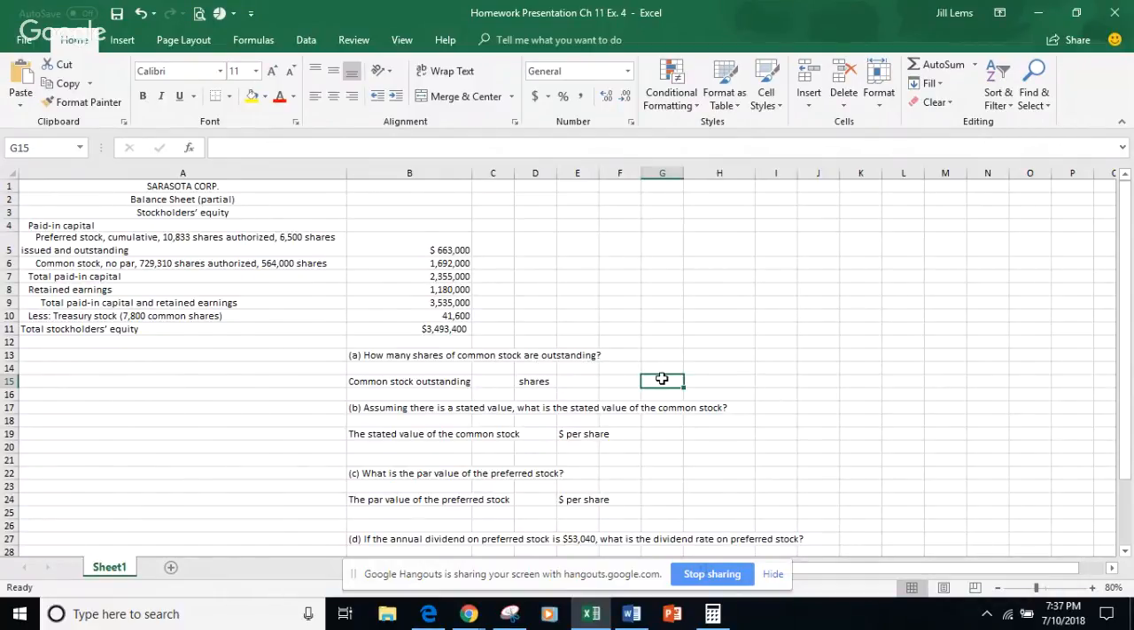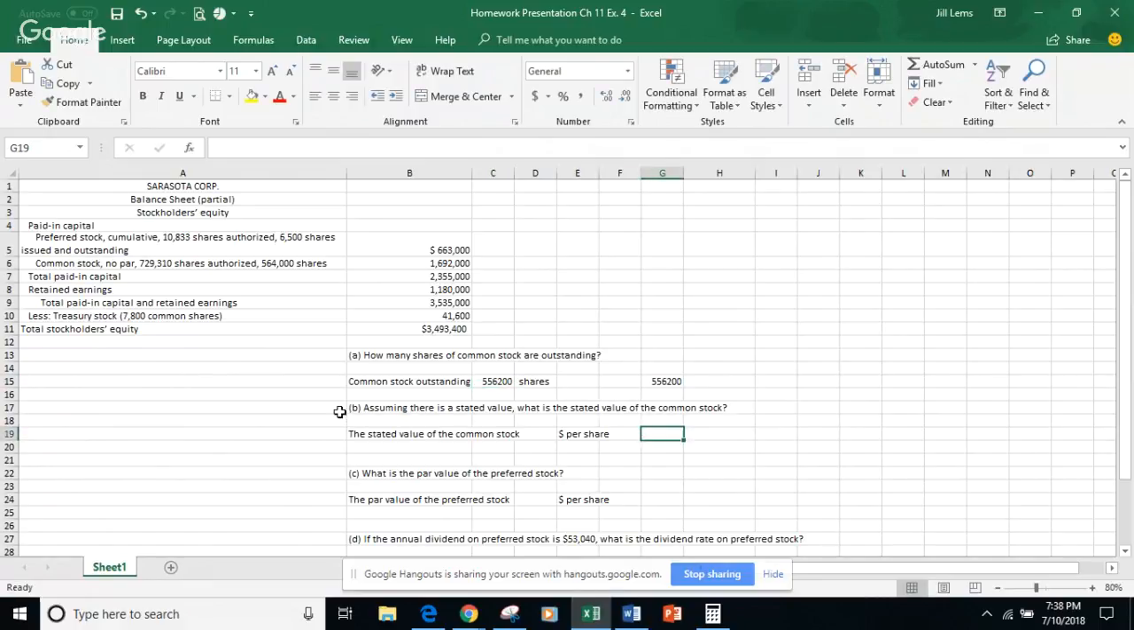So how we're going to figure this out is we are going to take, under the common stock, no par, 729,310 shares authorized. Out of those, 564,000 shares were issued. So we're going to take 564,000 shares and subtract from it the treasury stock, which is 7,800 common shares. And that's going to give us 556,200 shares. So the answer there is 556,200.